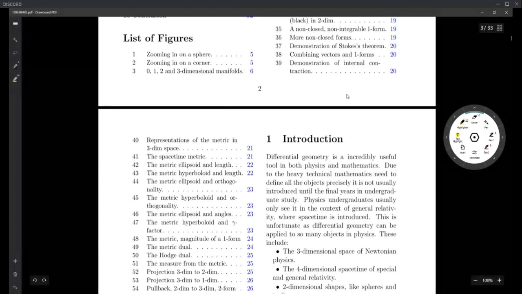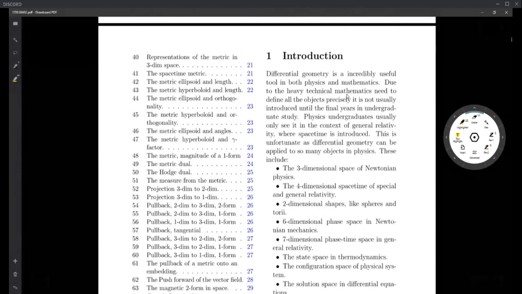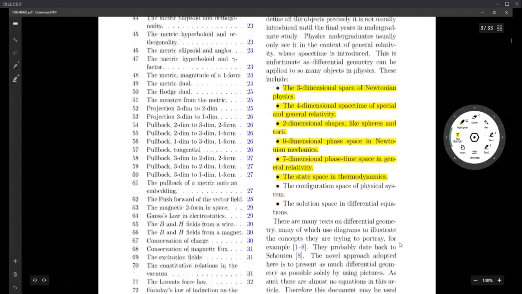As we can see, differential geometry is applicable in both physics and mathematics. In the context of physics, it is applicable for these few points: the three-dimensional space of Newtonian physics, the four-dimensional space-time of special and general relativity, two-dimensional shapes like spheres and tori, six-dimensional phase space in Newtonian mechanics, seven-dimensional phase space-time in general relativity, the state space in thermodynamics, and so on and so forth.